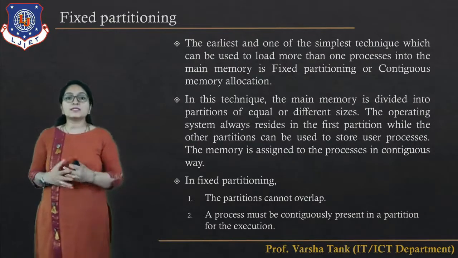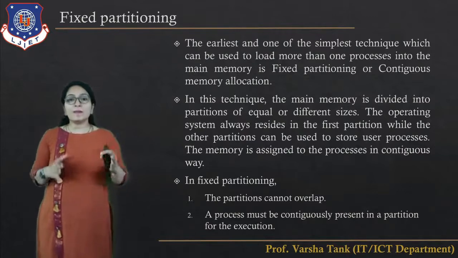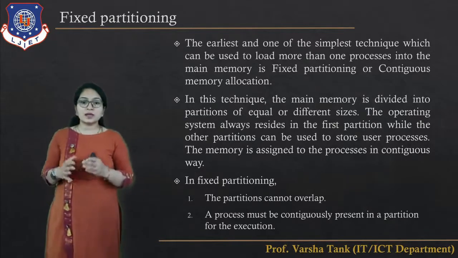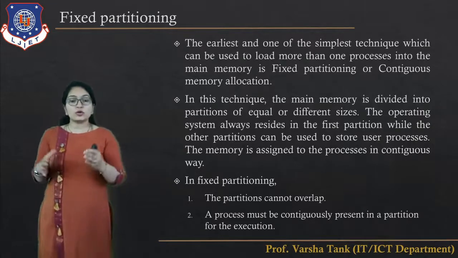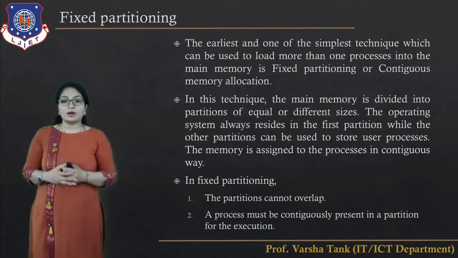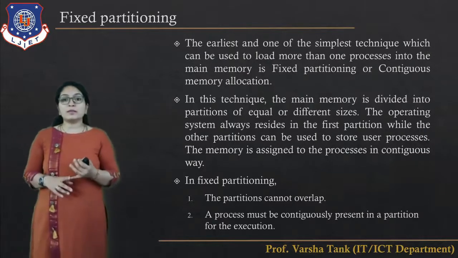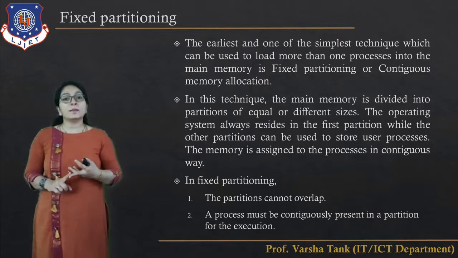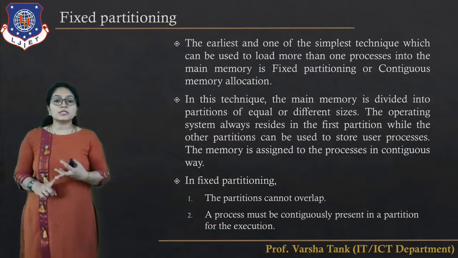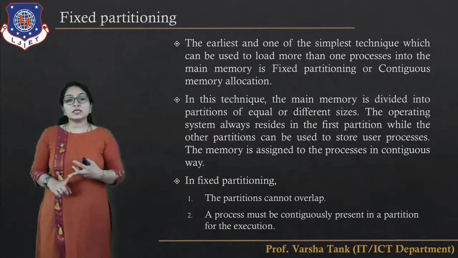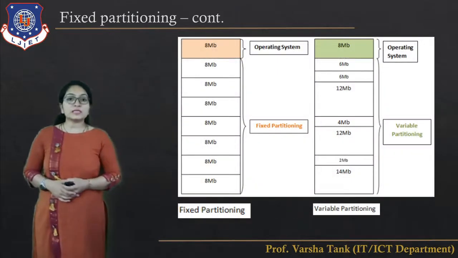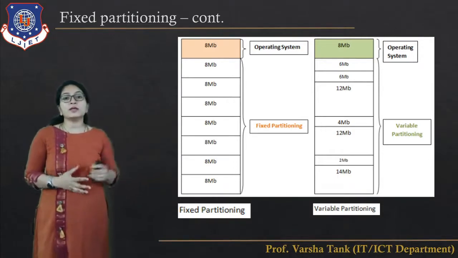The operating system always resides in the first partition, while the other partitions can be used for user processes. The memory is assigned to the process in a contiguous way, so you cannot allocate memory at different spaces if the memory is not available. In fixed partitioning, the partitions cannot overlap, and a process must be continuously present in the partition for execution. If the process is not continuously present, then we cannot execute it properly.